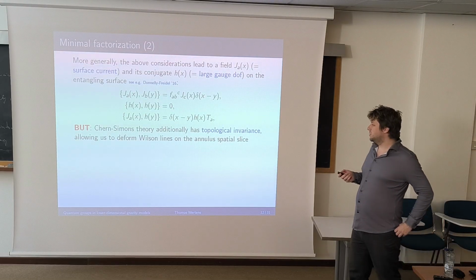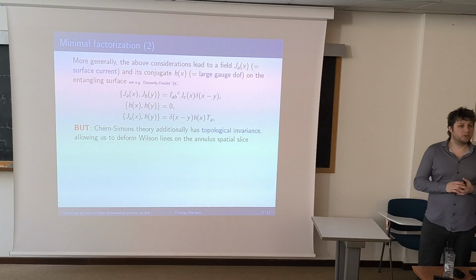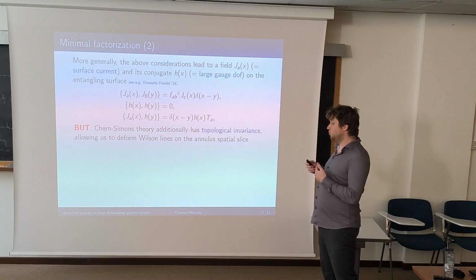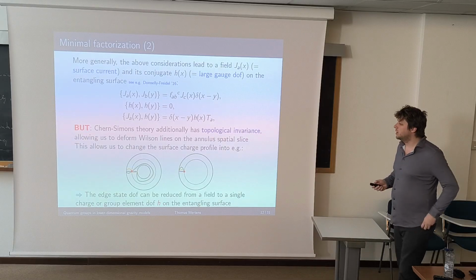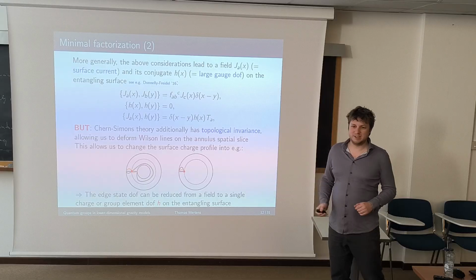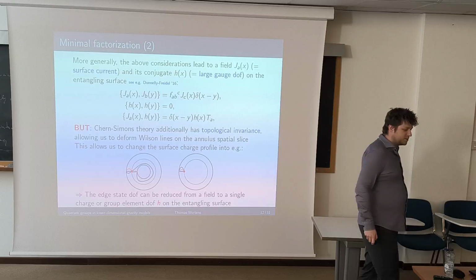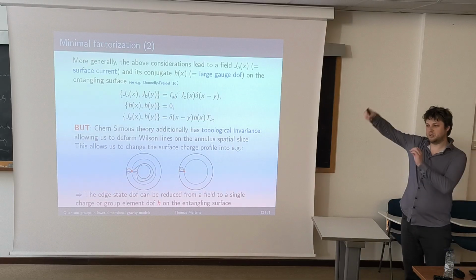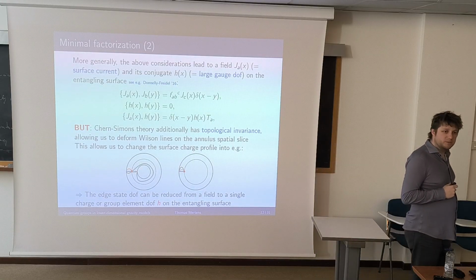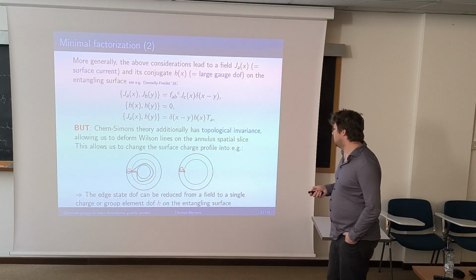But Chern-Simons theory in particular additionally has topological invariance, which normal gauge theories do not have. And topological invariance allows us to deform Wilson lines on this angular spatial slice using the equations of motion. Now, if I just deform Wilson lines on this spatial slice, these are the same Wilson lines that I drew earlier, I just deformed them slightly, and I forced all of them to pierce the entangling surface at the exact same point. So I can just move these red dots around on the entangling surface using the fact that Chern-Simons theory is topological, and I can just deform the Wilson lines, which I cannot do in other gauge theories, like in Yang-Mills theory or Maxwell theory.